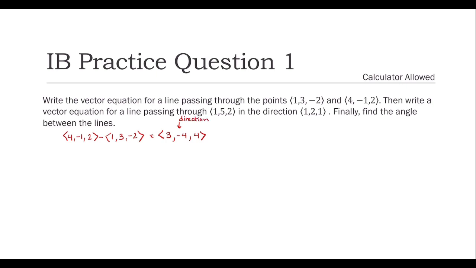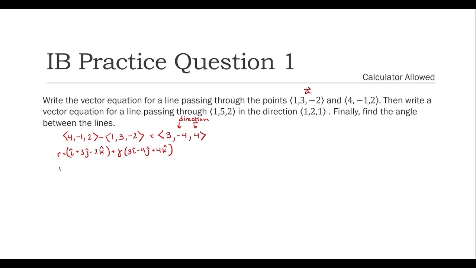So then we can just use one of our points. We'll use this as A, and then this will be our direction vector B. So we get r equals A, which is 1i plus 3j minus 2k. So it's going to be that plus gamma times our direction vector, 3i minus 4j plus 4k.